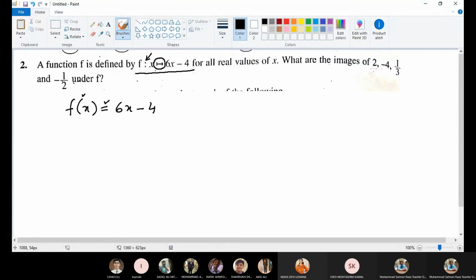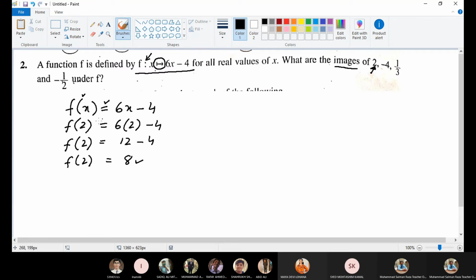And now what are we going to do? We'll take this 2 first and we'll replace it in place of x. So f of 2 is 6 of 2 minus 4, and it is going to become f of 2 equals 12 minus 4, where f of 2 is 8. So I already mentioned that this 2 as a domain, when it entered into this function, gave us the image 8. They are asking for images, and the first image is 8. So f of 2 is 8.